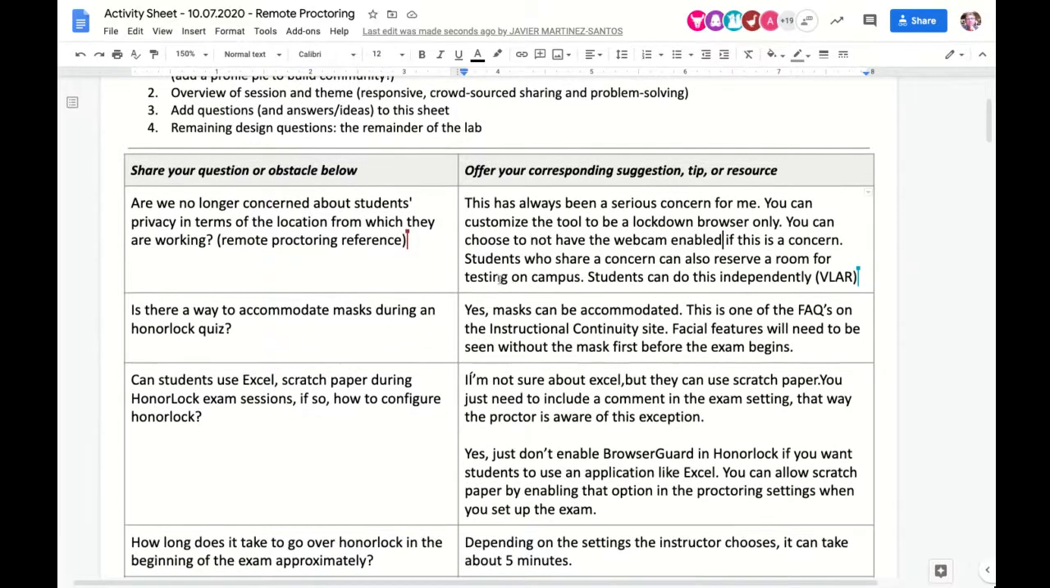Any other thoughts on that? All right, the next one: is there a way to accommodate masks? Great. We've got a FAQ on the instructional continuity site. I'm wondering if somebody would be willing to turn that into a link to that FAQ, and then I won't have to. But yes, facial features will need to be seen without the mask beforehand, but then they can quickly put the mask on, and thank you, Mallory. My understanding is that it will then work.